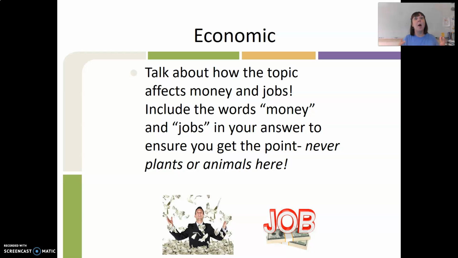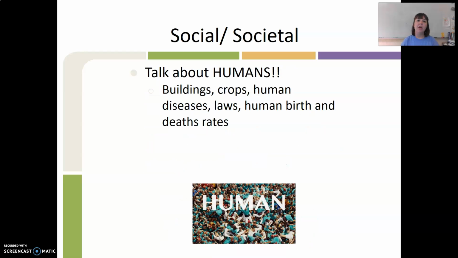Economics, if they say what are the economic impacts of an earthquake, then you would talk about people maybe losing their jobs or losing their homes or the cost of rebuilding. Societal, social, now you can talk about humans and their impacts. Maybe the stress related to rebuilding, maybe the deaths associated with the earthquake from being crushed in buildings or whatever the case may be.